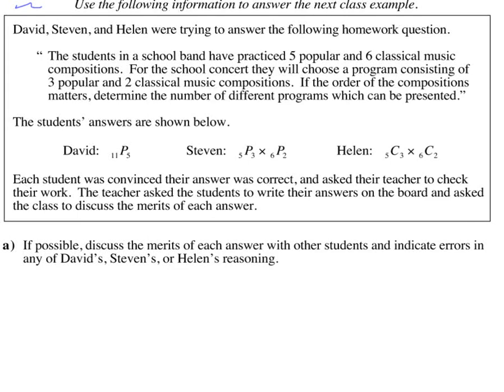David, Stephen, and Helen are trying to answer the following question. The students in school band practiced five popular and six classical compositions. For the concert, they have to choose, so from 5 pop songs, they have to select 3. And from 6 classical songs, they have to select 2. The order of the compositions matters. Determine the number of different programs which can be presented.